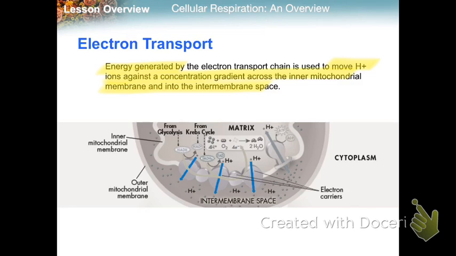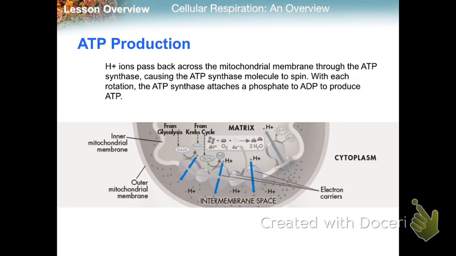If you remember, what you see going on here is very similar to what was happening in the chloroplast in the light-dependent reactions. Because look what's happening at the end. Hydrogen ions pass back across the membrane through the ATP synthase. Here's our ATP synthase enzyme, right here.